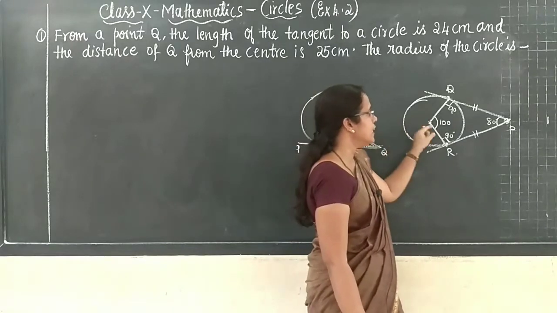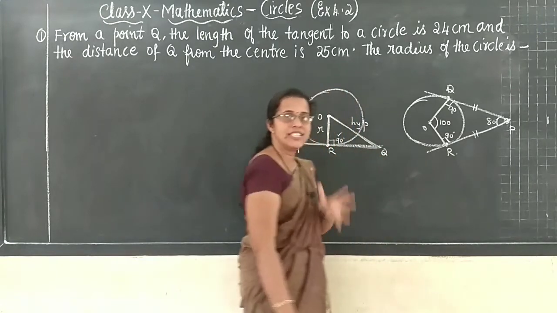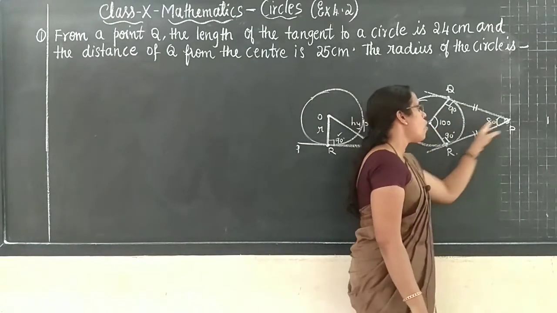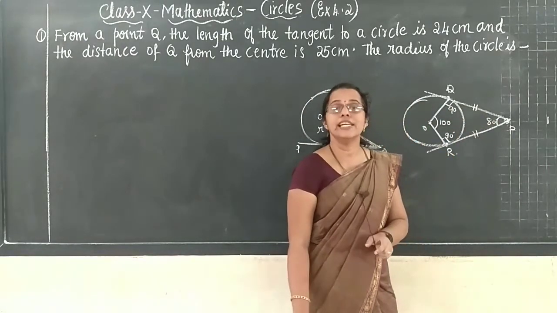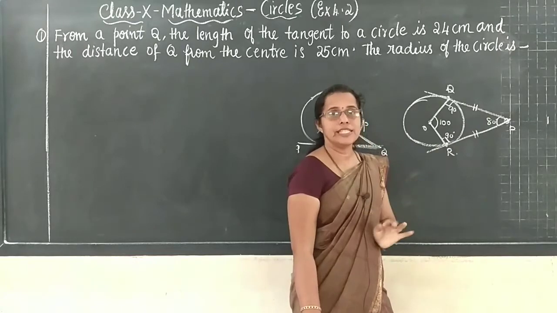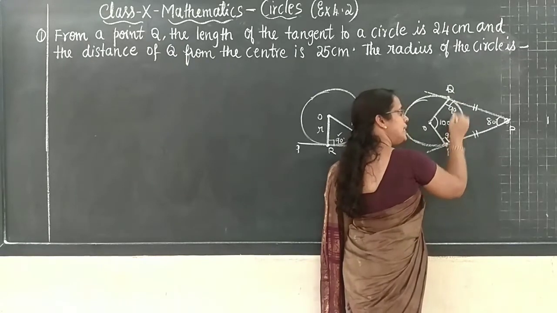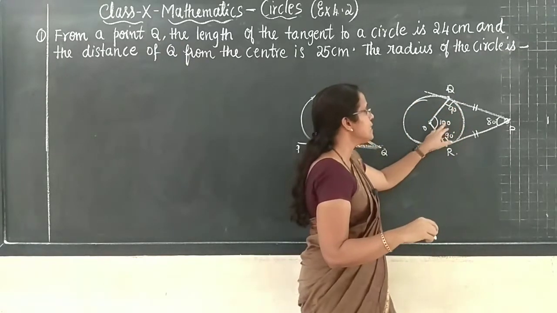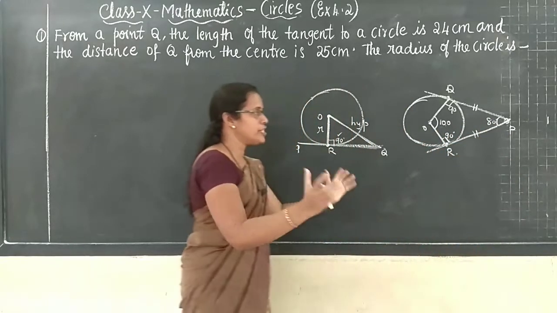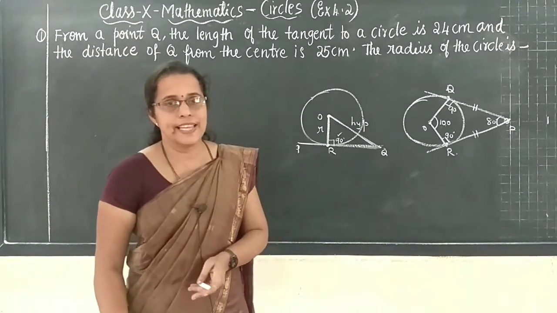Now see here, this four-sided figure comes. A four-sided figure is called a quadrilateral. Quadrilateral means the sum of all the four angles is how many degrees? 360 degrees. See here: 100 plus 90 plus 90. So 90 plus 90 is 180, 180 plus 100 is 280, 280 plus 80 is 360. So the sum of four angles in a quadrilateral is 360 degrees. All these things we have to see in this exercise.